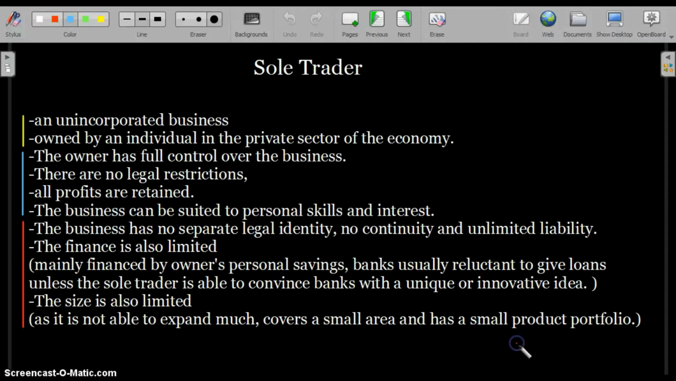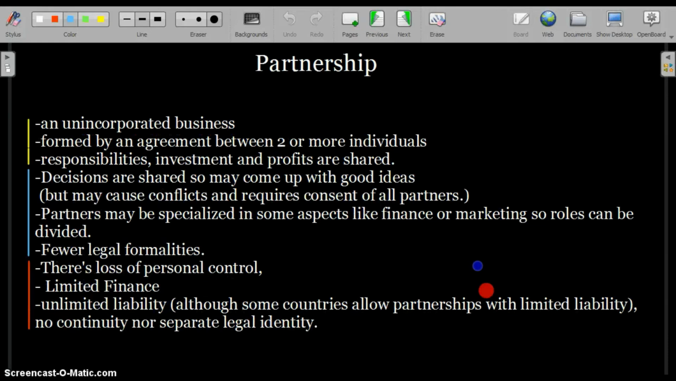partnerships. So partnerships are also an unincorporated business. These are formed by an agreement between two or more individuals in which responsibilities, investment, and profits are shared. That's the key definition you can give for a 2 mark question. Now, what are the advantages? The basic idea behind partnership is similar to the way the word partnership sounds.